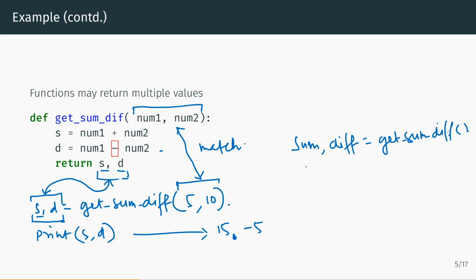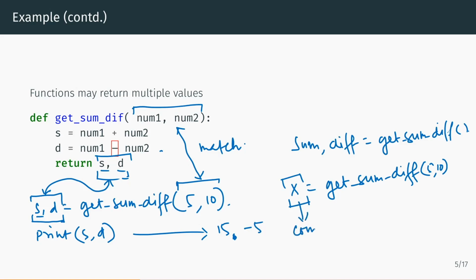What I mean is you can also say things like x equals get sum diff, and then two numbers 5 10. You can also say this. So although get sum diff is returning more than one value, you are actually saving it in a single variable. This is perfectly valid, technically it's correct. But then you have to get these values s and d from within this x. So this x is like a composite variable.